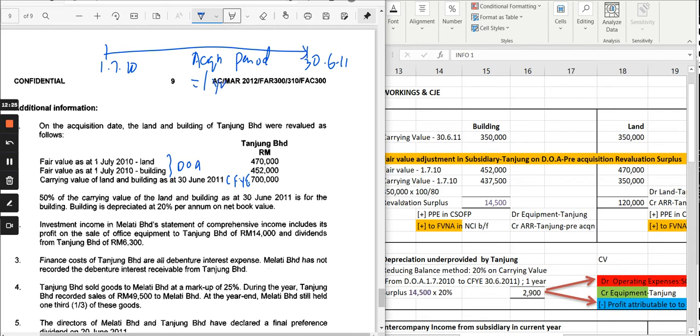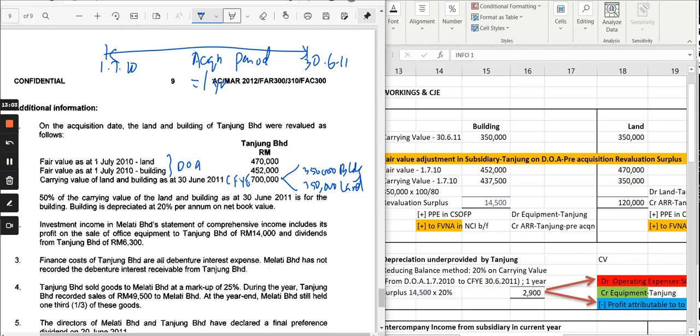1 year. So the consolidation should have been done, full consolidation, because it is exactly a year. If it's less than a year, you have to do it according to the time proportion. So the carrying value of the land again is 700,000, and here you are informed that 50% of the carrying value of land and building is for building. So meaning to say that out of this 700,000, 350,000 is for building, so that implies that another 350,000 is for the land.